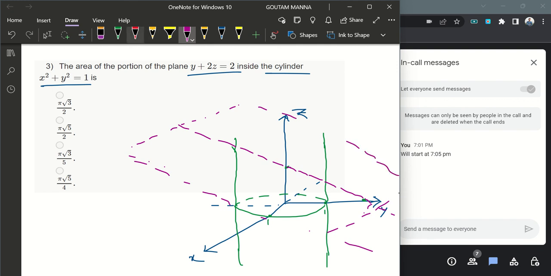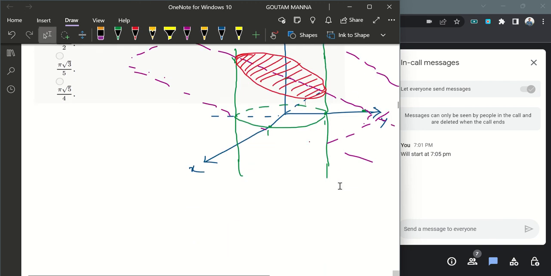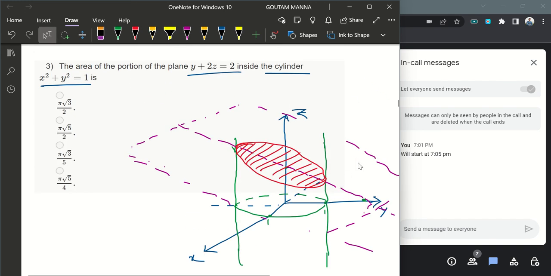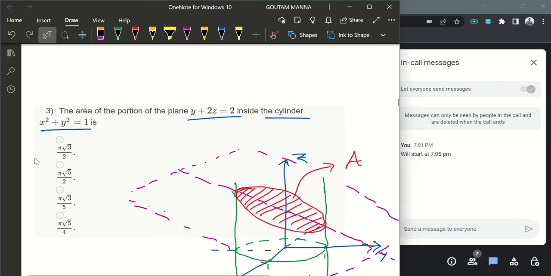So again it will cut this cylinder in an elliptical region. This is the portion the cylinder cuts from this plane. So we are asked to find the area of this region. So this is the area we are asked to find. Now let's parameterize this plane. So we are inside this cylinder, and again we will parameterize it.